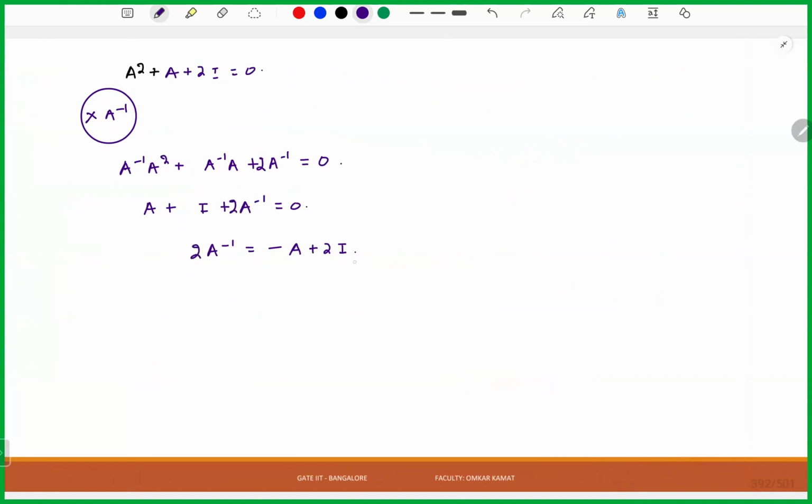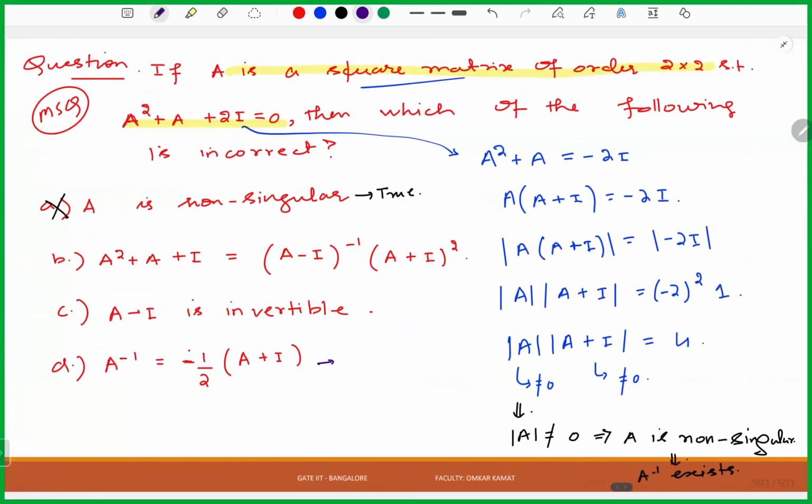So 2A inverse is equal to minus A plus I. Correct? Or A inverse is equal to what now? 1 by 2 times, okay, minus A minus I it will be. Minus can be taken common. So minus 1 by 2 times A plus I. Means your option D is also true. Okay, this can't be correct. Now two options you have. A square plus A plus I is equal to A minus I whole inverse into A plus I whole square. Try to solve.